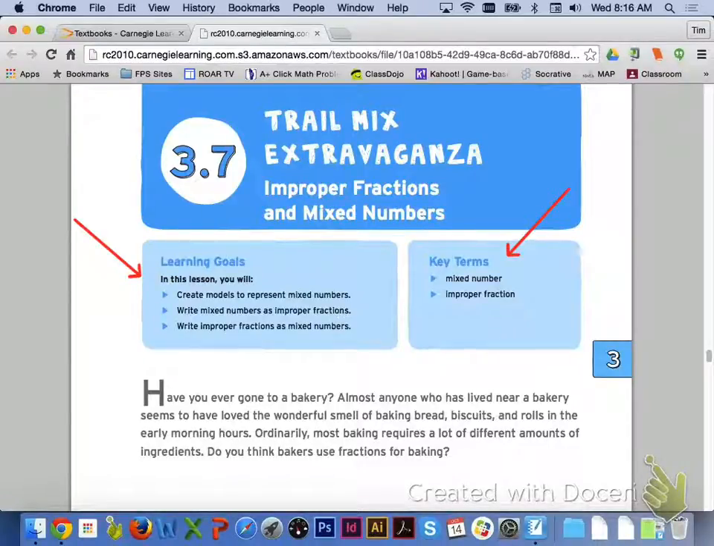Hi class, in lesson 3.7 we will be looking at improper fractions and mixed numbers. Learning targets for today: we will create models to represent mixed numbers, and we will write mixed numbers as improper fractions and improper fractions as mixed numbers. Key terms to look for today will be mixed number and improper fraction.